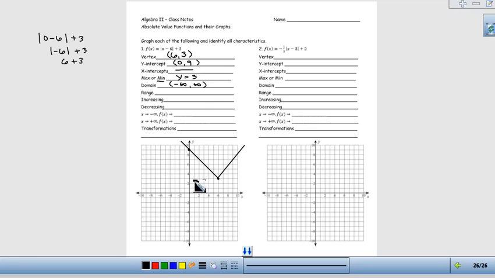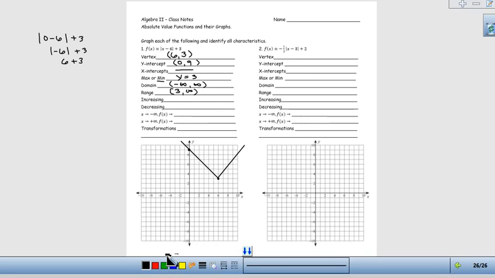Range. Range tells me the lowest y value to the highest y value. The lowest y value that this graph goes to is 3. And remember to use brackets because it does stop there. The highest y value is +infinity.